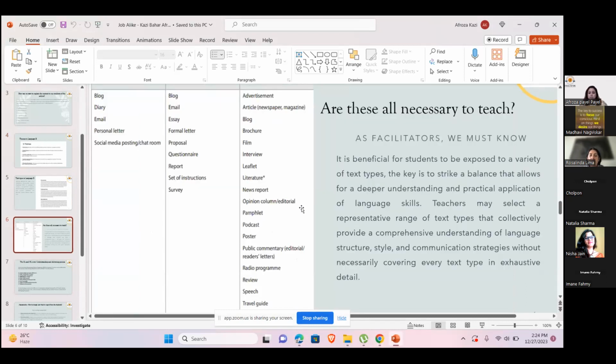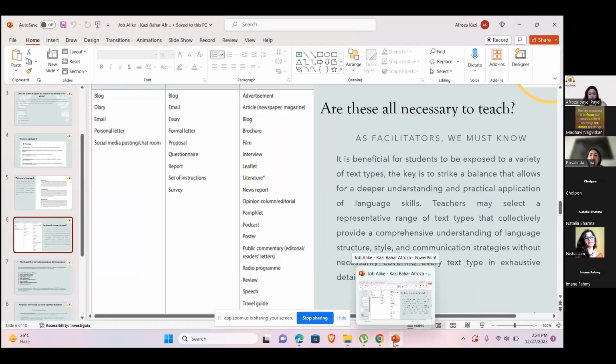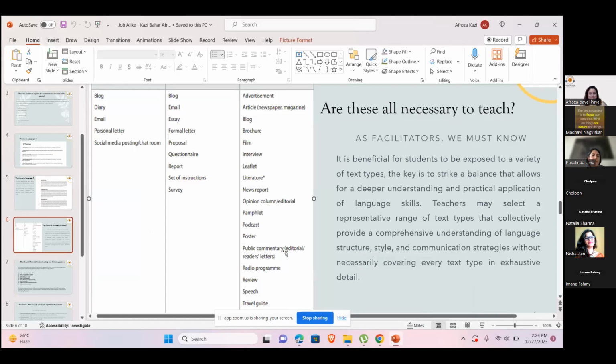And then there is the opinion column. The students can also share their opinion based on this advertisement. Am I right, Rosalinda? Yes, you are. So then they can also write a public commentary or editorial based on that. See, there are so many options open in front of us when we think out of the box and when we think ahead, because planning is very necessary for all of us.